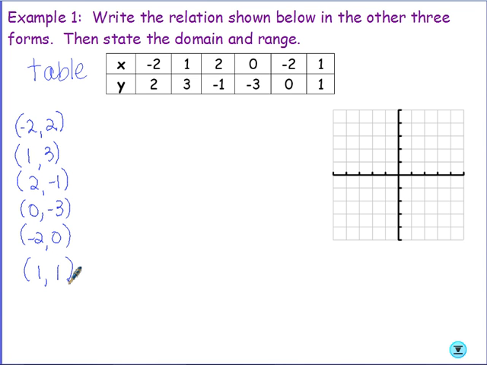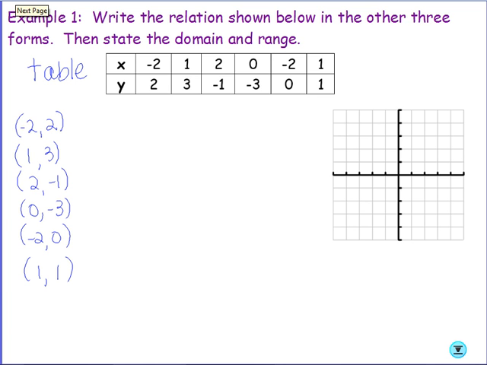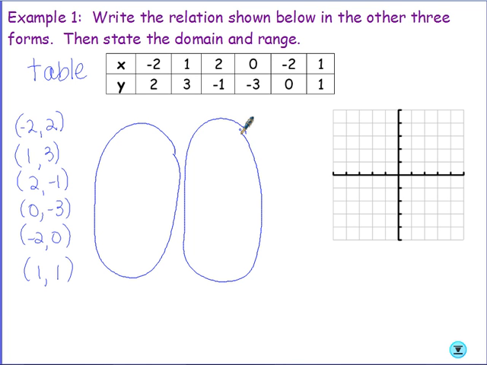The next way that we're going to do this is, according to our little thing over here, a mapping diagram. This is where we get a little trickier. So we have two large bubbles. The first one is our inputs. The second one is our outputs. So if we look at our inputs, the most important thing is we don't repeat. And we usually write them in order from smallest to largest.